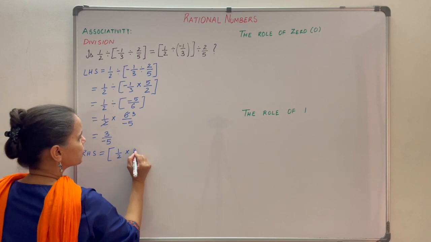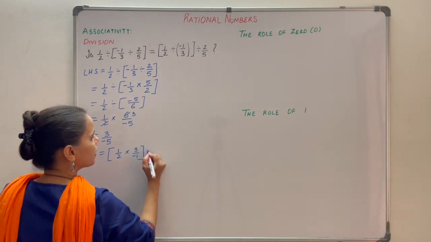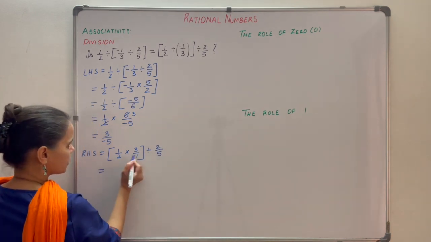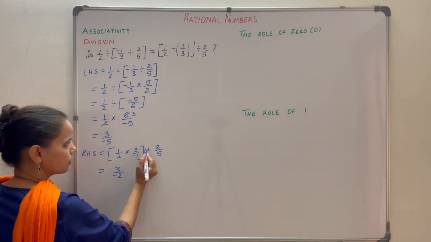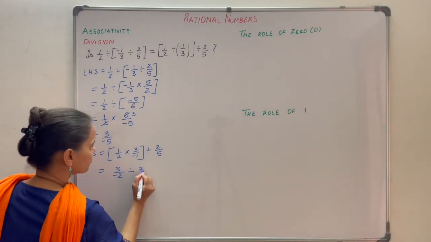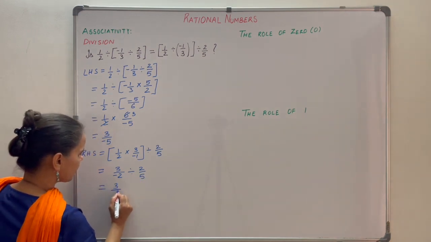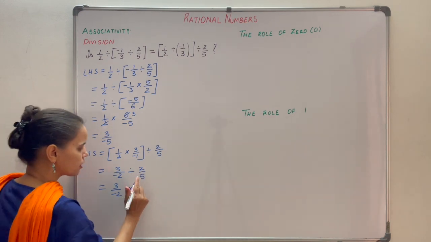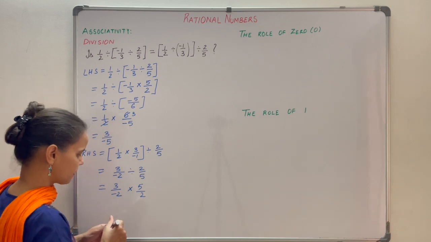3 will go in the numerator, minus 1 will come in the denominator, divided by 2 by 5. So here inside the brackets we have 3 by minus 2. Now we have divided by 2 by 5. Now 3 by minus 2. You change division to multiplication. You need to take the reciprocal of this number. So 5 will go in the numerator and 2 will come in the denominator.